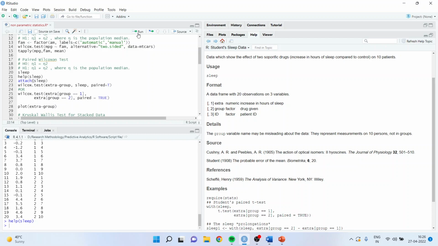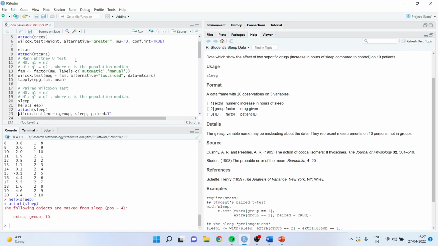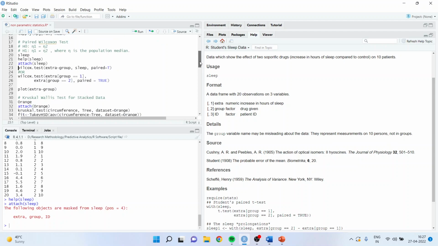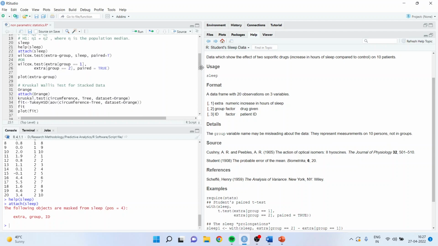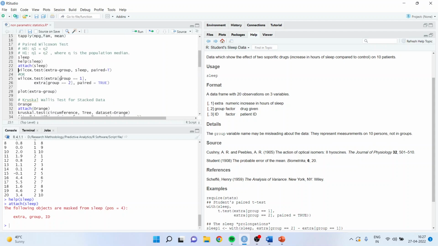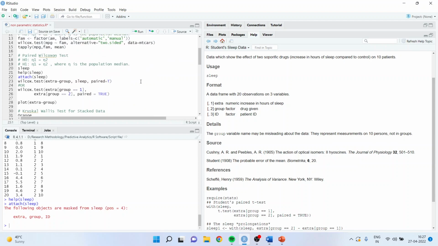When I attach sleep, I can run this wilcoxon test, that is considered to be the non-parametric equivalent of the dependent sample t-test. The Mann-Whitney is the non-parametric equivalent of the independent sample t-test, and this is the dependent sample t-test, right? Non-parametric equivalent, before and after. So I want to compare the difference in the sleep before and after the treatment.